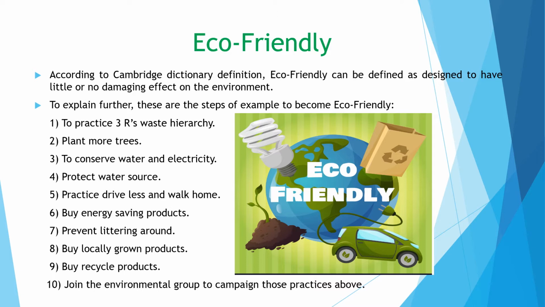It's less packing. Number nine, buy recycled products. We buy recycled products because some recycled products can be used. For example, in the construction industry, we buy used formwork or used plywood. We don't buy the new one. We buy the recycled one to do the construction. Number 10, join the environment group to campaign those practice above. This means that we join the NGOs for any environmental campaign.